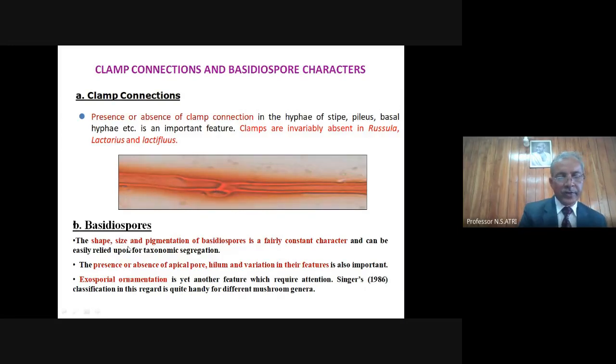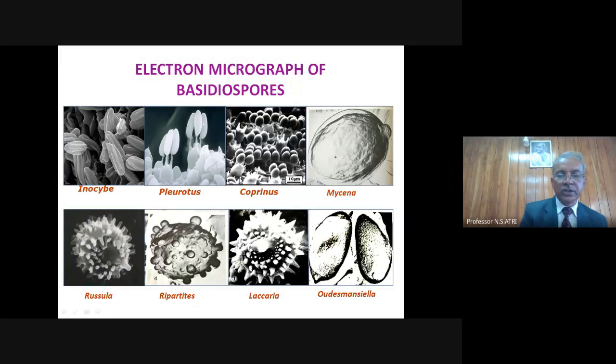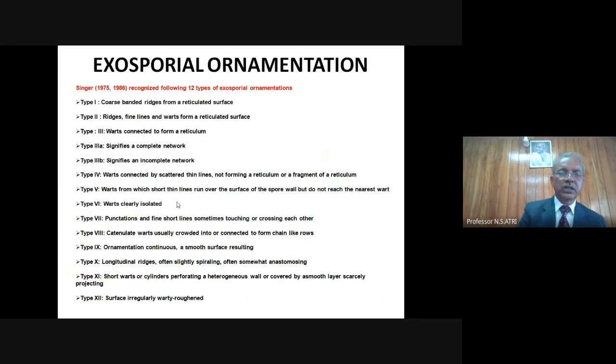Then basidiospores offer immense features, which are fairly constant from the taxonomic point of view. They give you a lot of variation as far as exosporial ornamentation is concerned. You can see in different genera the variation in basidiospore morphology. If you have this sort of basidiospores, straightaway go to Russula, Lactarius, or Lactifluus, or family Russulaceae. So you have some unique features as far as these spores are concerned. And for noting down the exosporial ornamentation, Singer has recognized 12 different types of exosporial ornamentation.